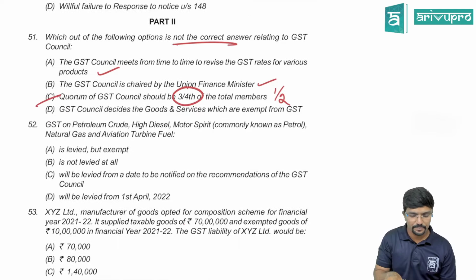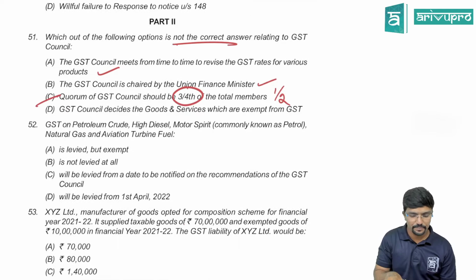Chalo. GST on petroleum crude, high speed diesel, motor spirit, that is commonly known as petrol, natural gas and aviation turbine fuel is levied but exempt? No. Is not levied at all? No. Will be levied from the date to be notified on the recommendation of GST Council.